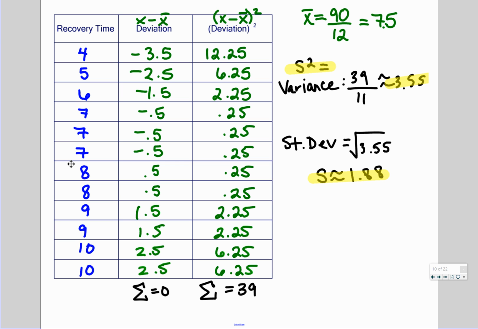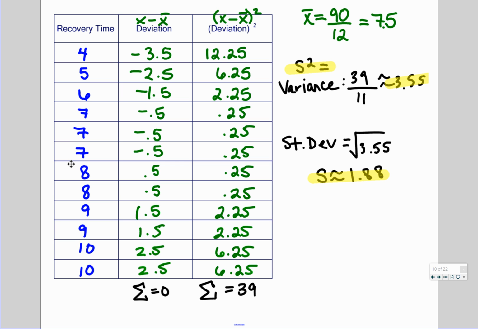If you want to check your deviations before you start squaring and adding, remember this deviation column should always add up to 0. Okay, square all the numbers, we get 39. How close does your rounded number have to be? For our standard deviation, we got 1.803. That's off by quite a bit. What did you have for variance?